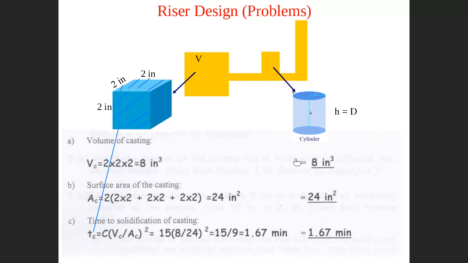Okay, now we would like to maintain the solidification time of the riser 25% longer than the solidification time of the cast. The solidification time of the cast is 1.67 minutes, but we would like the solidification time of the riser to be 25% bigger than this one. So the solidification time of the riser is 1.67 multiplied by 1.25.